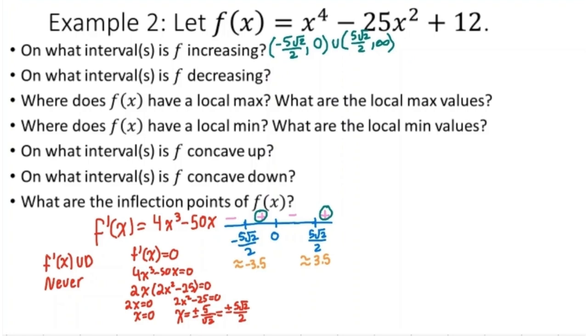This time, our answer would be the intervals where f prime of x is negative. And those would be negative infinity to 5 root 2 over 2, union 0 to 5 root 2 over 2. Next, we're going to determine where f has a local maximum and what the local maximum values are.